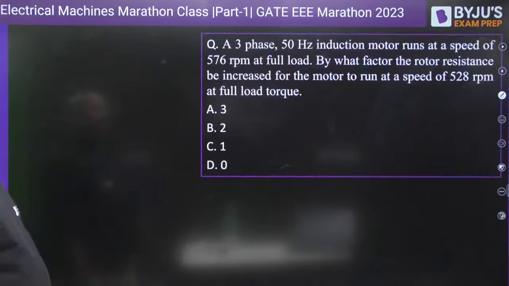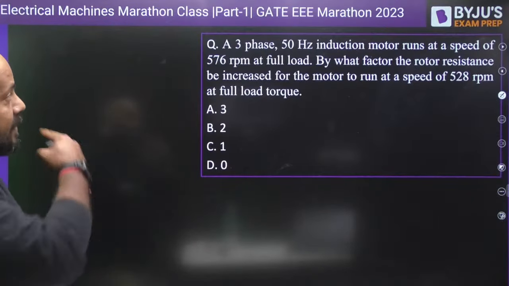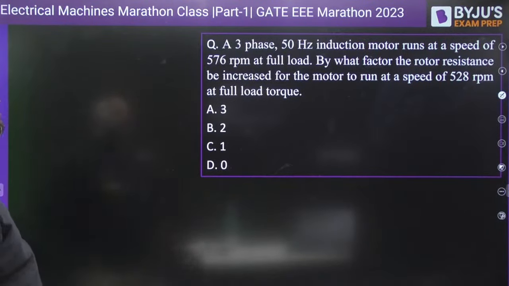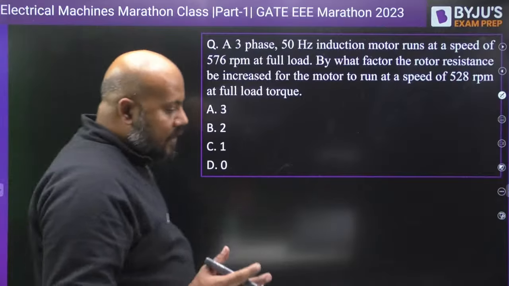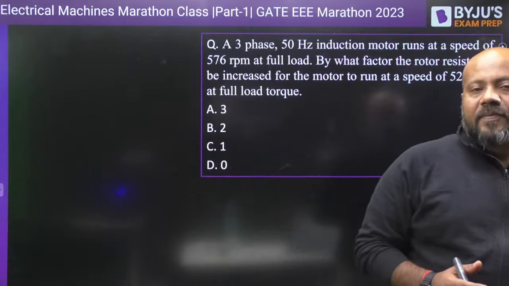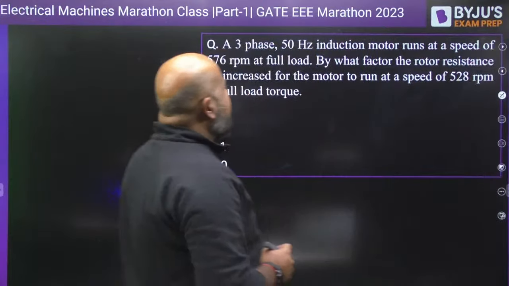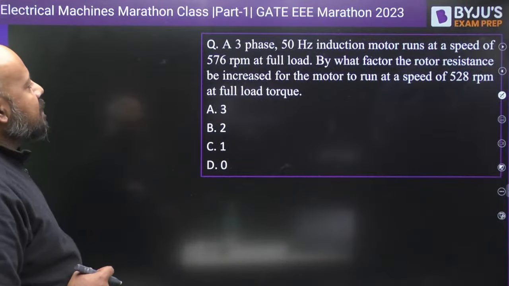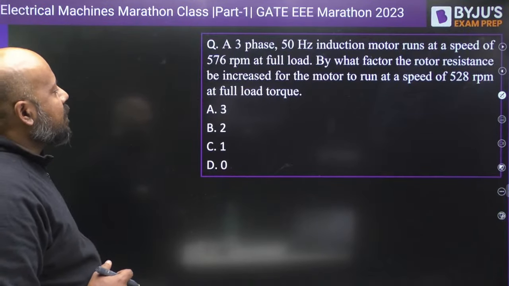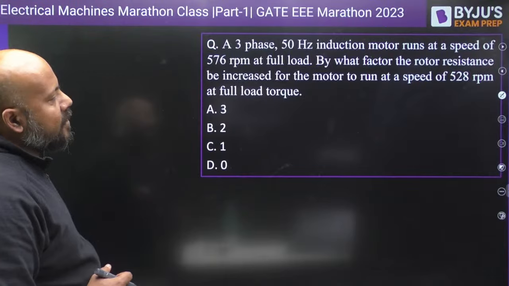See the next question. A 3-phase 50 Hz induction motor runs at a speed of 576 RPM at full load. By what factor must the rotor resistance be increased for the motor to run at a speed of 528 RPM at full load? So basically he is giving you two conditions of a speed, and he is asking you by what factor the rotor resistance is to be increased so that the motor runs at 528 RPM at full load torque.